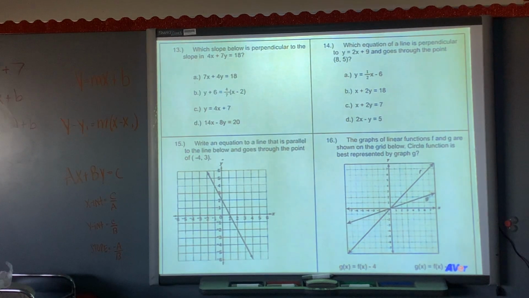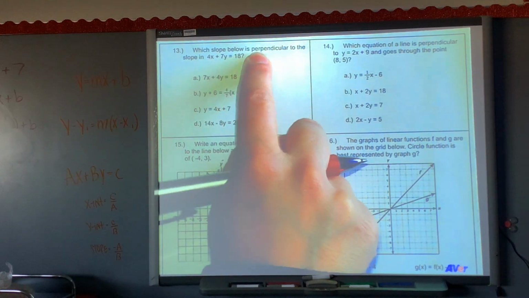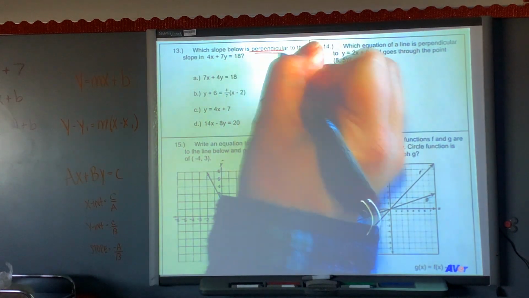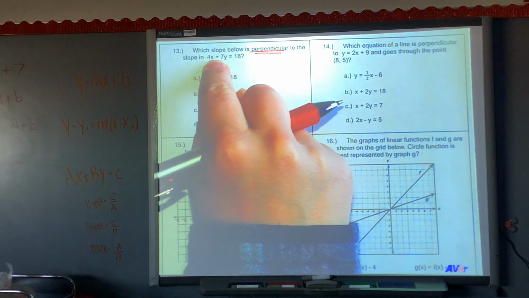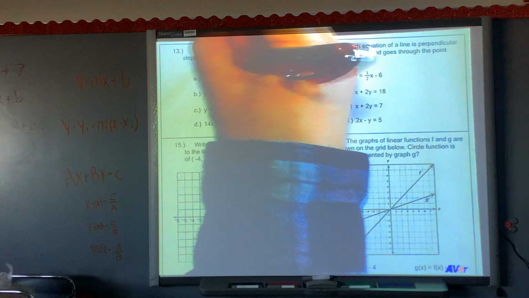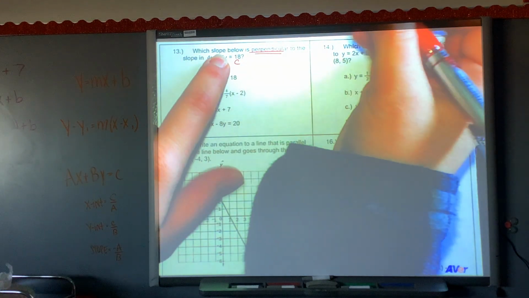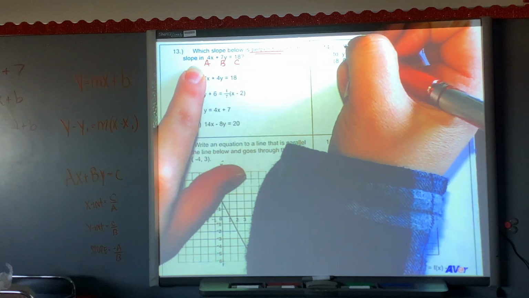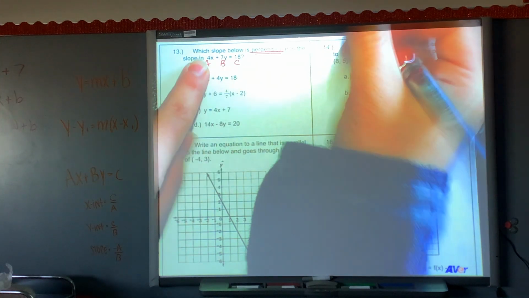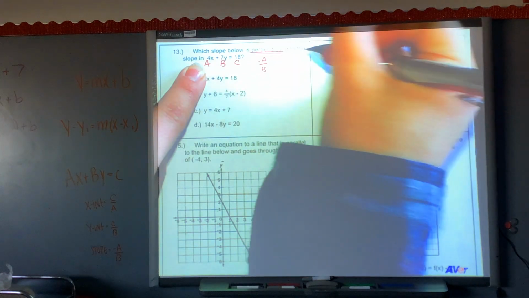All right, we have one more page of practice for these notes. The first question says, which slope below is perpendicular to the slope of 4x plus 7y equals 18? So first of all, this is written in standard form. I know I have A, B, and C. If I need a slope perpendicular to this one, first of all, I have to find this slope in the first place. So the slope of standard form is negative A over B.